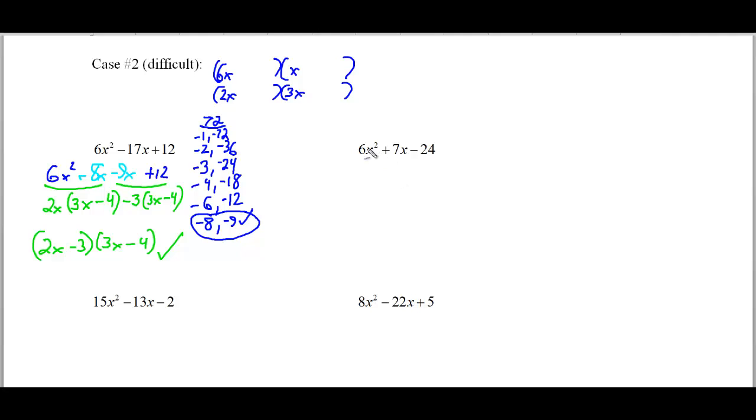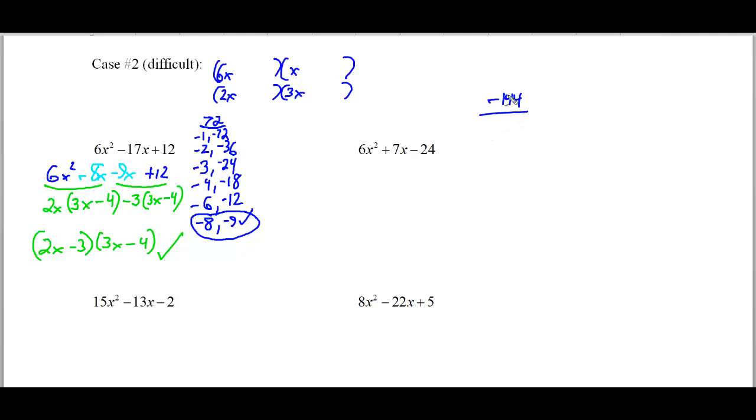I strongly recommend a calculator because when I do this next one with you, 6x squared plus 7x minus 24, 6 times negative 24 is negative 144. Now you'll notice that this is going to give us a lot of factors, and I would check these factors each time we do it.